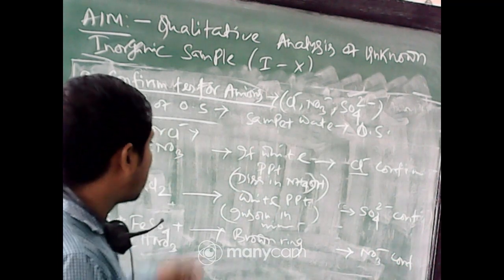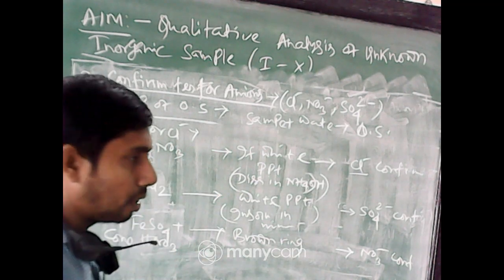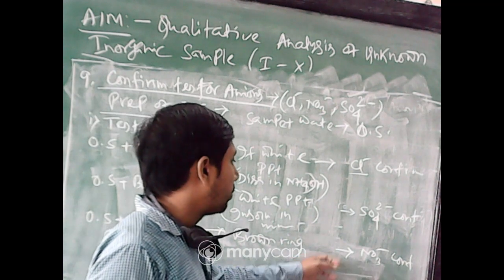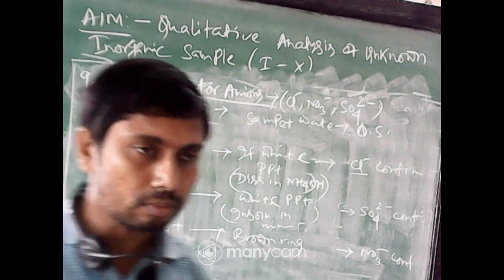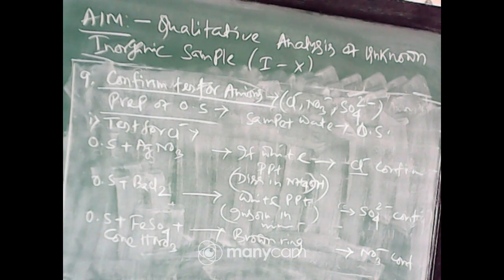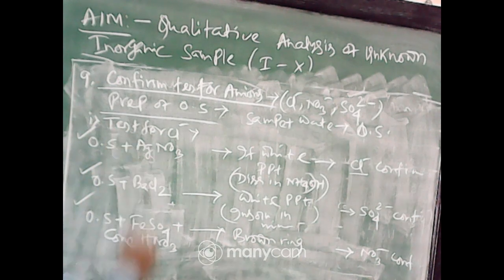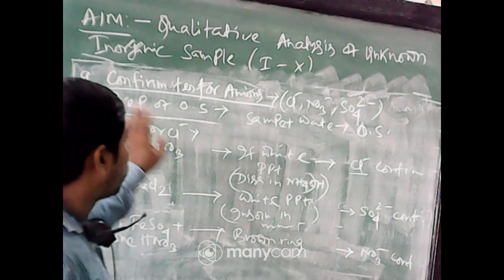Basically these three anions are important for you, because all the samples selected must contain any one of these: either chloride, sulfate, or nitrate. So you have to perform this test. First prepare the OS, then add the solutions one by one. This is called the direct test and also the confirmative test.